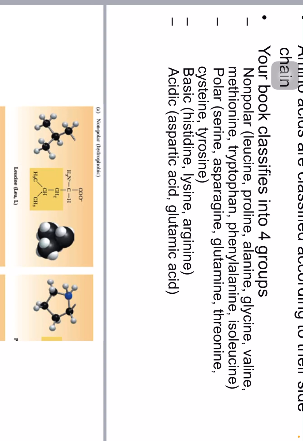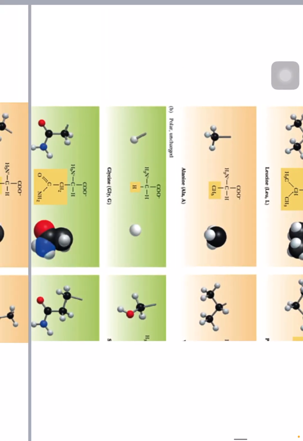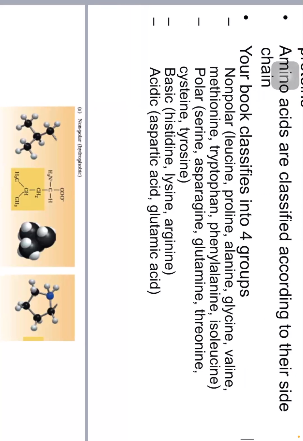When you get to this, I would say right now at this point, open your book. Open your book or open the PowerPoint on a regular computer so you can see the full pictures. So basically, if you look at all the amino acids that are listed under nonpolar, you would see that they are nonpolar, right? There's not a separation of charge there. All right? Polar ones are going to be serine, asparagine, glutamine, threonine, cysteine, and tyrosine.